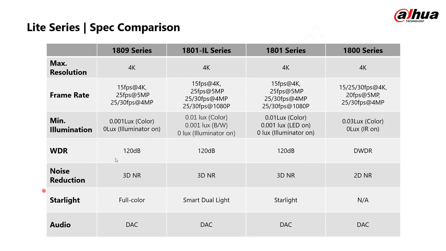Then on the wide dynamic range, the first three will support the default wide dynamic range features, though this will support the dynamic wide dynamic range. When it comes to the noise reduction, the first three will support elevated noise reduction features or options, while the 1800 series will support 2D noise reduction. So we have the starlight function, full color for this product. This is a smart dual lighting because of the IL feature that you see here. This is a starlight function again because of this one. And these functions are not applicable to this, though they still give you better image qualities.